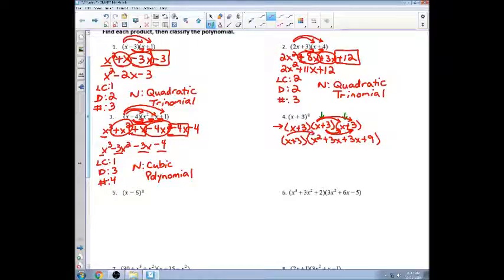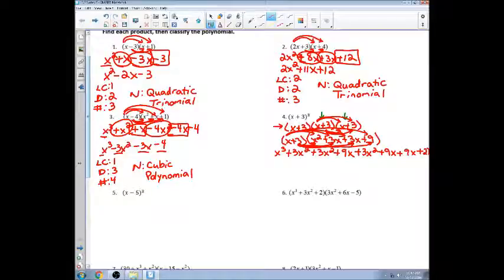So I can do x times x squared, which would be x cubed, x times 3x, which would be positive 3x squared, x times 3x, which would be positive 3x squared, and x times 9, which would be positive 9x. Then I can take 3 times x squared, which is positive 3x squared. 3 times 3x would be 9x. Another 3 times 3x, which would be 9x. And 3 times 9, which would be positive 27.